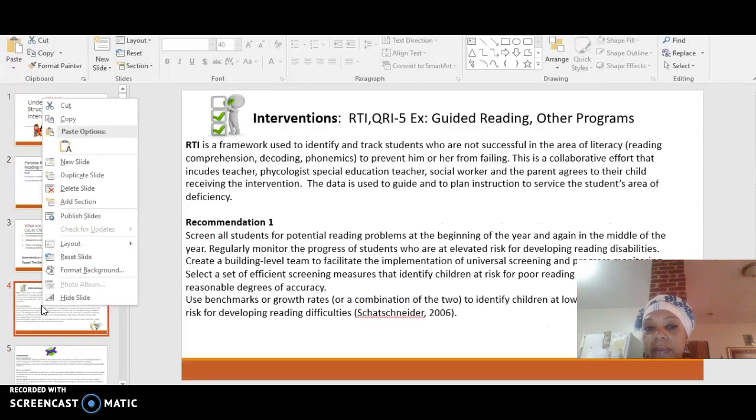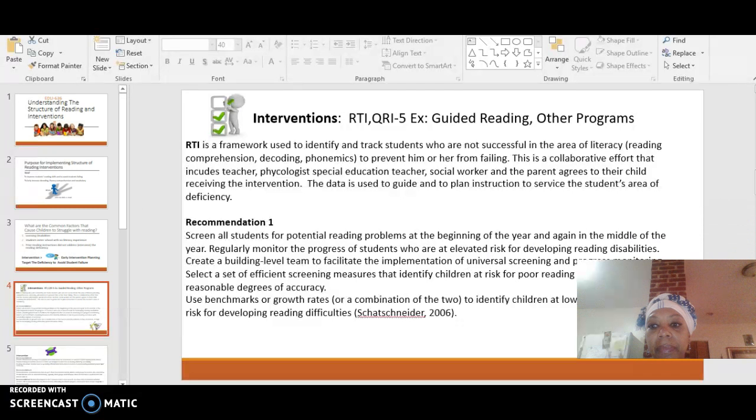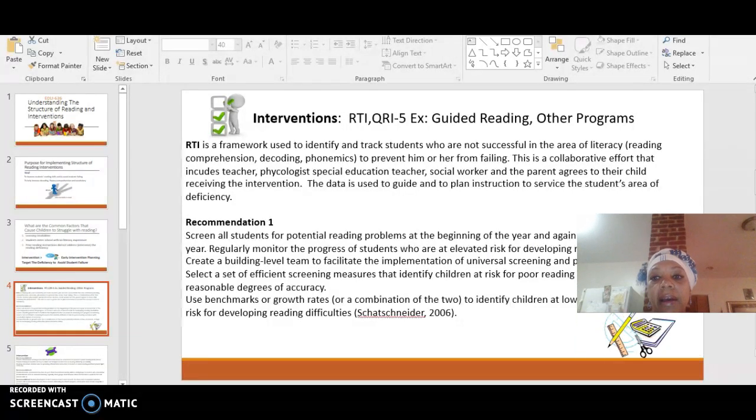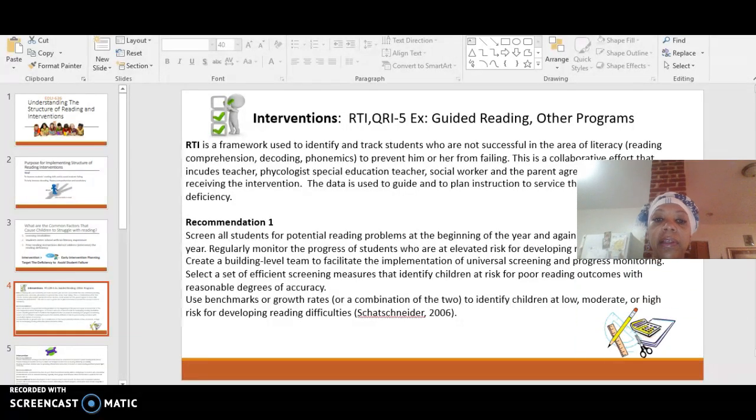Let's look at the types of intervention. We have RTI, QRI 5, and we have, for example, guided reading and other programs. What is RTI? RTI is a framework used to identify and track students who are not successful in a particular reading area of literacy. And this is in the area of comprehension, decoding, phonemics, and to prevent them from failing, as I mentioned earlier.